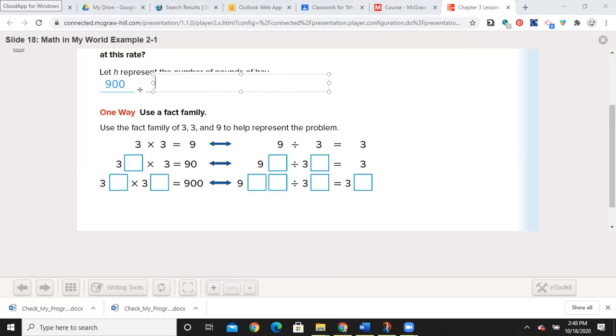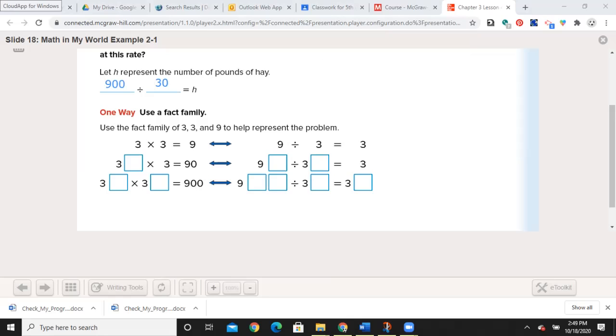900 divided by 30. H is going to be my quotient. So we have a fact family here for 9 and 3, which is 3 times 3 equals 9, and 9 divided by 3 is 3. So I could build off the pattern here.